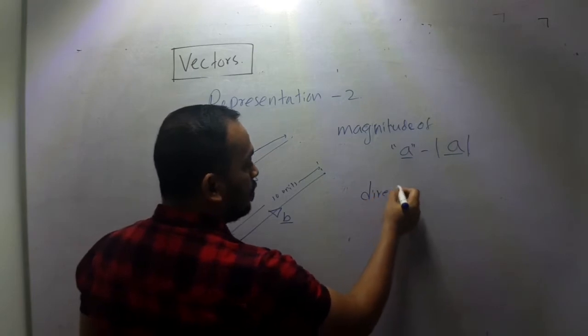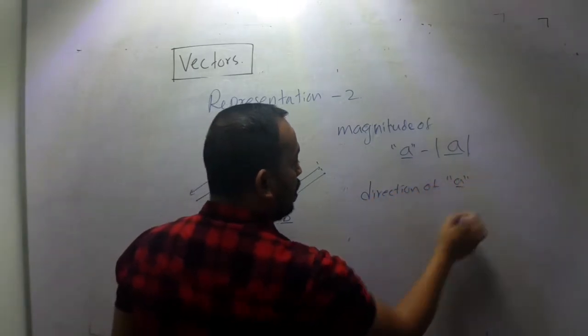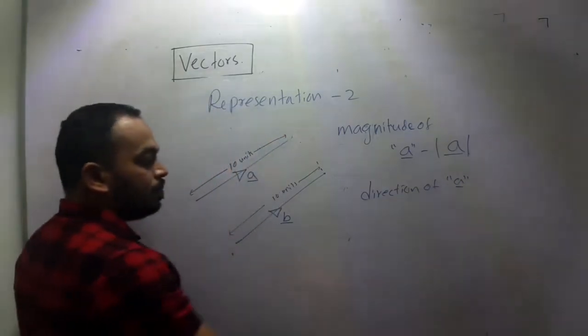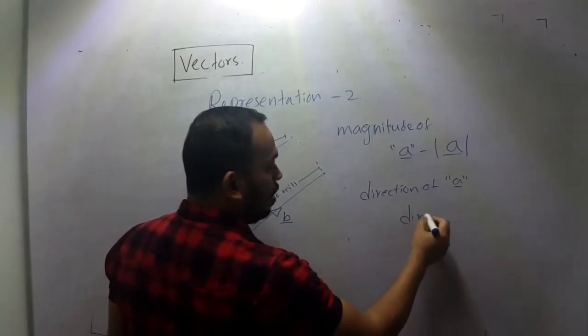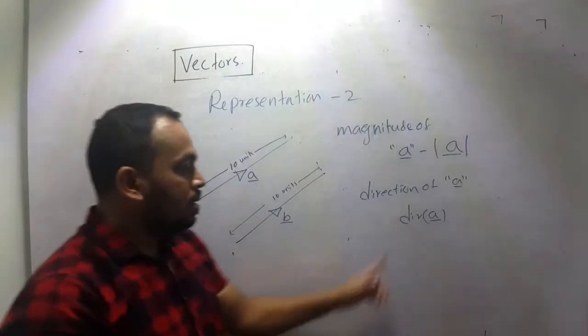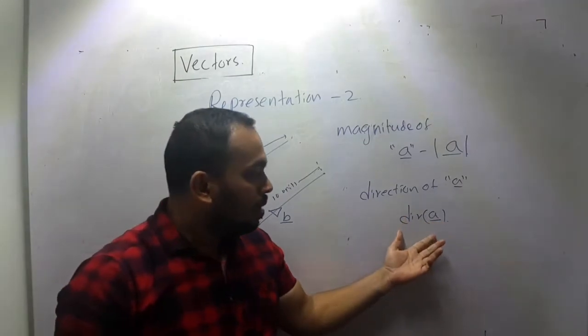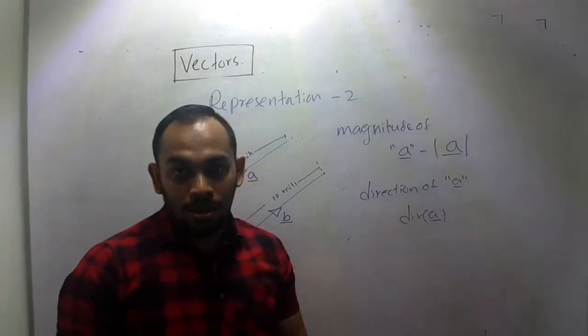The direction of vector A, simply you can say dir of A. So when you write this dir of A, this means what is the direction of A.